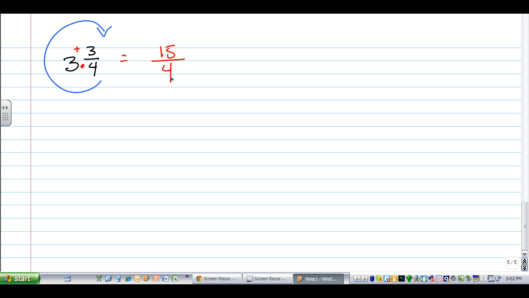You can check and see if you did it right. How many times does 4 go into 15? Well, 4 times 4 is 16, so that's too much. 4 times 3 is 12, so it goes in 3 whole times, and what's left over? 12, 13, 14, 15, 3, and the denominator stays the same.